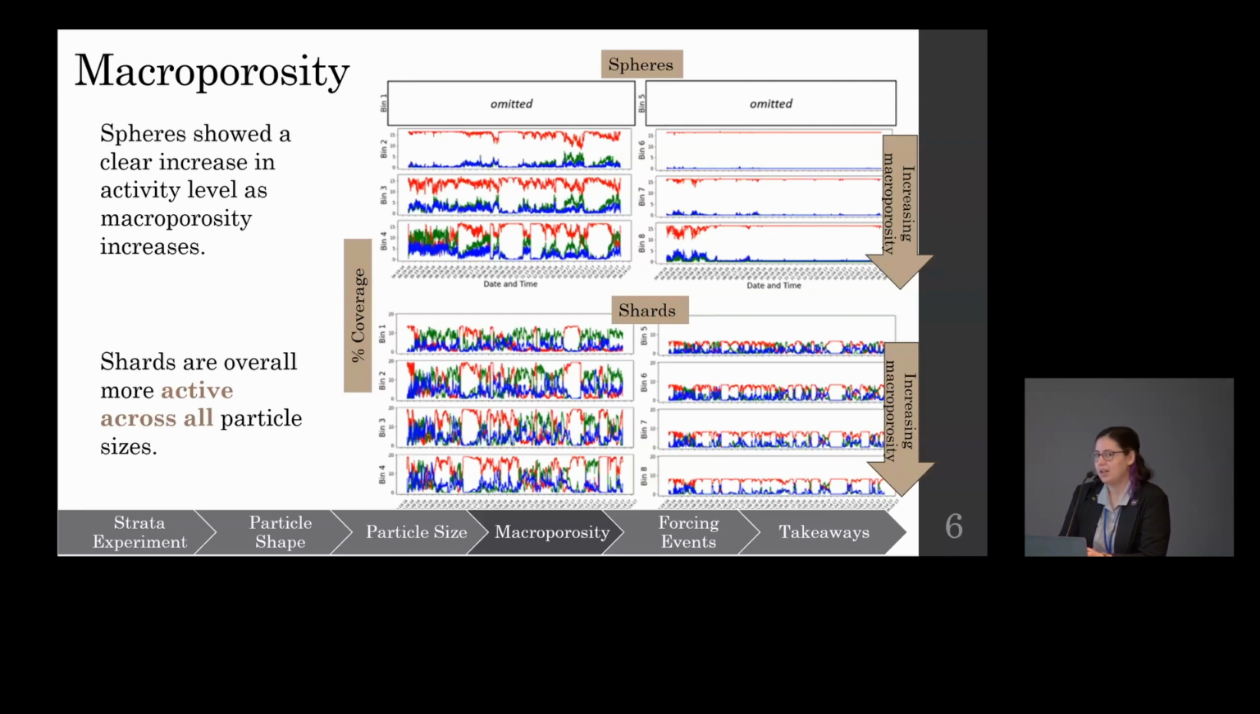We're also seeing that the shards are overall active across all the bins. All of that motion we saw in the earlier plot of shape is uniform across the whole bin to some extent. Now, that is still consistent with the activity level increasing as macroporosity increases, because those shards are irregular and thus, as we were proposing, more able to make those void spaces, which means they would have a higher macroporosity on average than the sphere samples either way.